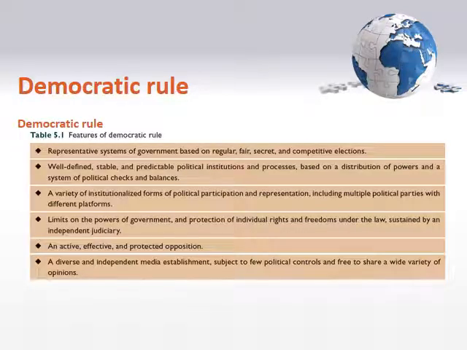Let's spend a minute or two on features of democratic rule from table 5.1 in your textbook. Some of the features we see are representative systems of government based on regular, fair, secret, and competitive elections. Again, representative systems means that you elect people to make decisions who serve in government, who serve in the legislature, who serve in the executive branch, and they're making decisions. There are some cases, obviously, of direct democracy in our political systems. We'll talk about those later.